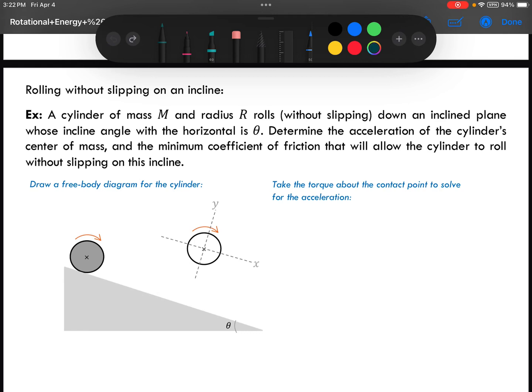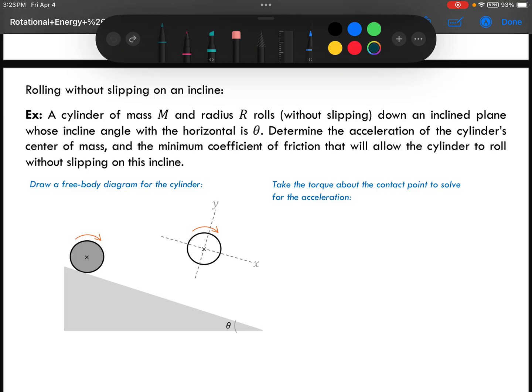Let's look at an example of rolling without slipping on an incline. We have a cylinder of mass capital M and radius capital R that rolls without slipping down an inclined plane whose incline angle with the horizontal is theta. Determine first the acceleration of the cylinder's center of mass, and then second, the minimum coefficient of friction that will allow the cylinder to roll without slipping on the incline.